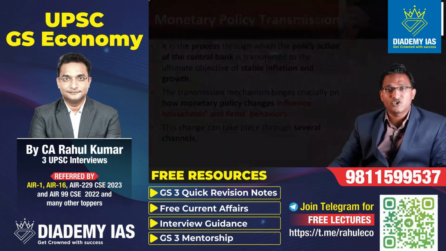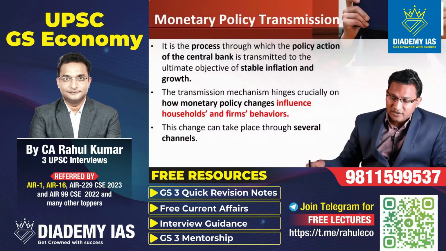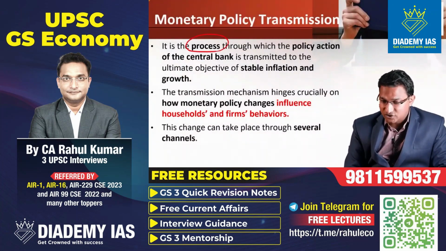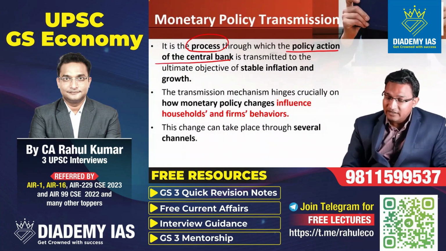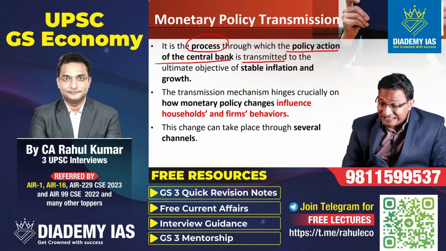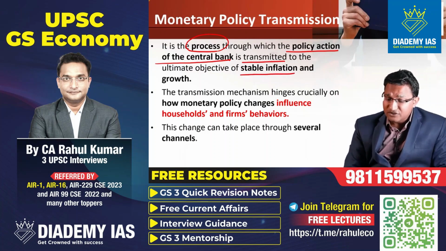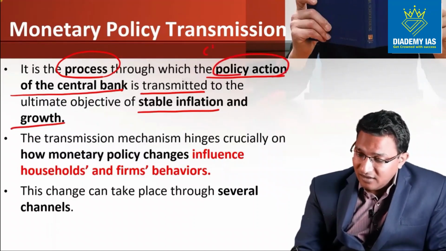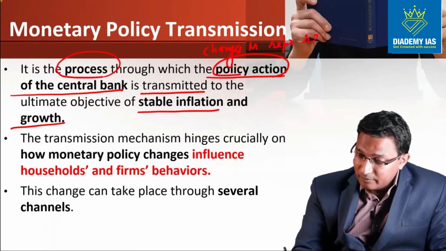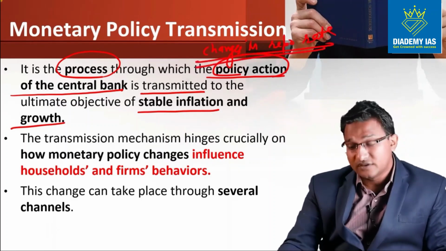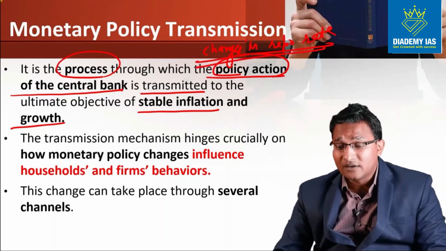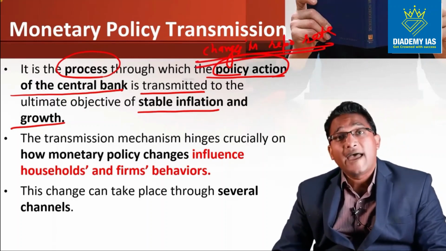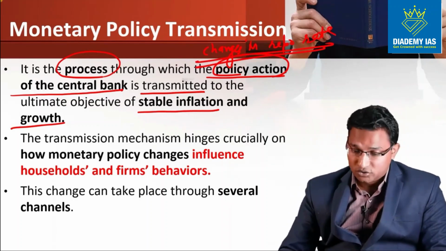So monetary policy transmission. What is monetary policy transmission? It is a process through which the policy action of the central bank is transmitted with the ultimate objective of stable inflation and growth, right? Policy action means changes in the repo rate. This is the main policy action, right? So changes in the repo rate are transmitted and have a direct impact upon inflation and growth.